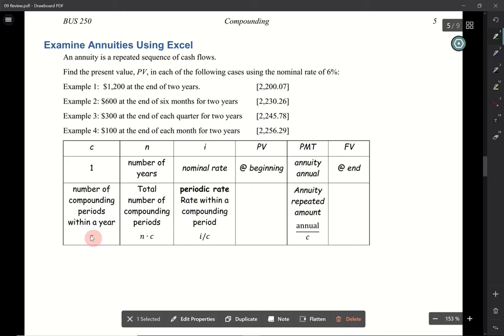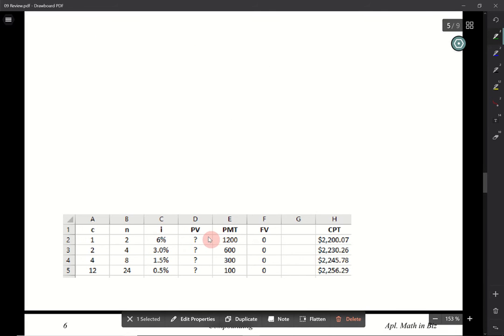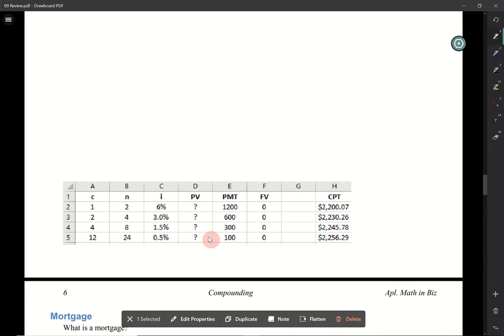So here's the number of compounding periods within a year, and so the number that goes here is the product of this, and then the number that goes here, the periodic rate, the rate within a compounding period, is this nominal rate, I guess, divided by C. Okay, and so this would just be computing the present value. So before, on the previous page, given present value, let's compute some future values.